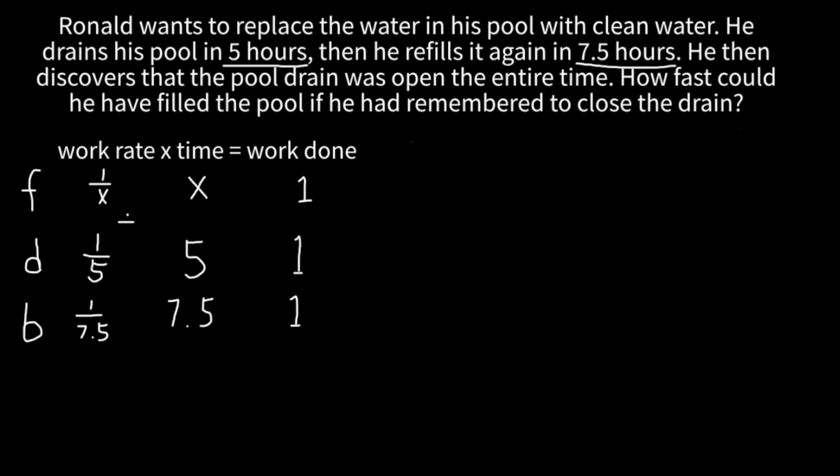So instead of adding up the two work rates, we're going to subtract the refilling work rate by the draining work rate. So this is what the equation would look like. We're going to have 1 over x minus 1 over 5 equals 1 over 7.5.